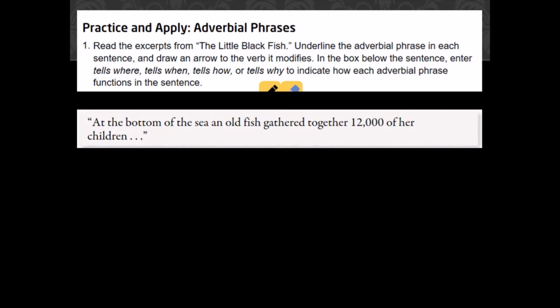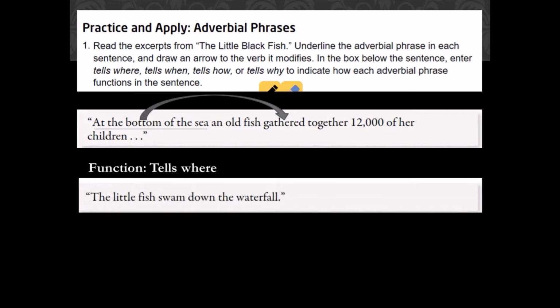Now, underline the adverbial phrase. Which do you think is our adverbial phrase? That is, at the bottom of the sea, which modifies the word gathered. Gathered is our verb in the sentence. Now, what do you think is the function of our adverbial phrase? It is to tell where. Very good.